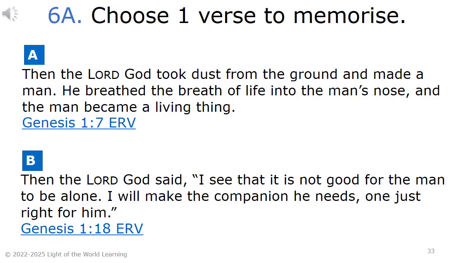6a. Choose one verse to memorize. A. Then the Lord God took dust from the ground and made a man. He breathed the breath of life into the man's nose, and the man became a living thing. Genesis chapter 2 verse 7 in the ERV. B. Then the Lord God said, I see that it is not good for the man to be alone. I will make the companion he needs, one just right for him. Genesis chapter 2 verse 18 in the ERV.